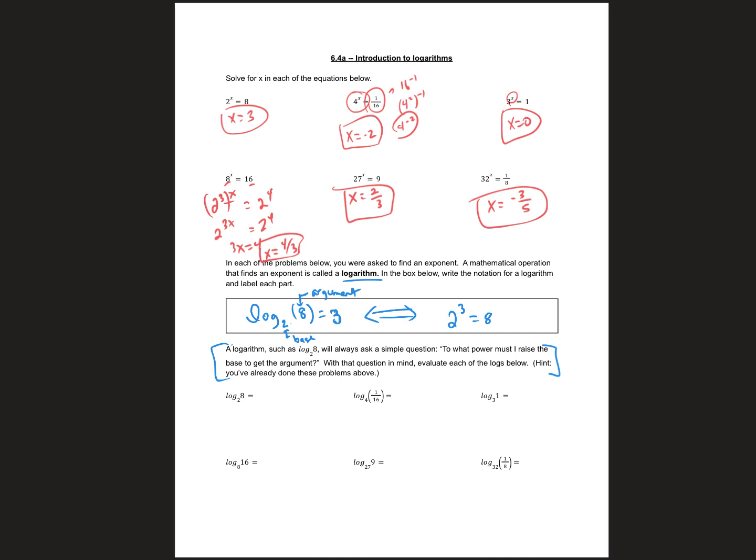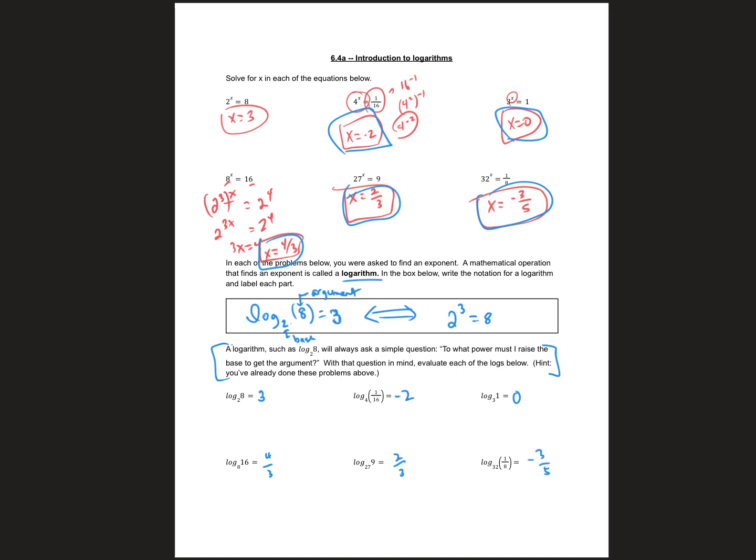So if we look at these questions at the bottom, these are all asking, what power do I have to raise the base to get the argument? So 2 has to be raised to the third to get 8, so log base 2 of 8 is 3. 4 has to be raised to the negative second to get 1/16, so log base 4 of 1/16 is negative 2. And you can keep doing that by looking at the problems above, because that's why we did the problems above, to fill out the values of these other logs.